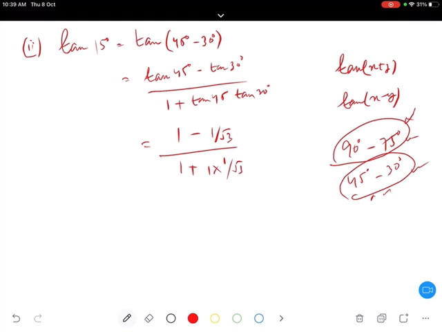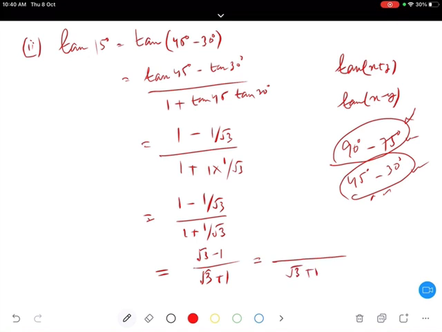So how much do we get? 1 minus 1 by root 3 divided by 1 plus 1 by root 3. So let us multiply root 3 up and down. So we get root 3 minus 1 divided by root 3 plus 1. This is what we have, right? Yes or no? Now you have to rationalize the denominator. How will I rationalize? So I write root 3 minus 1, this one, multiplied by root 3.